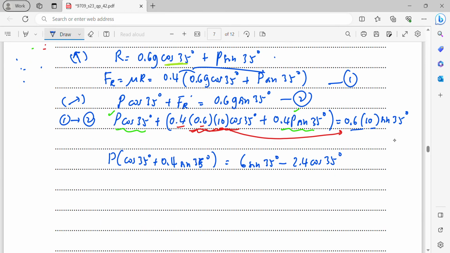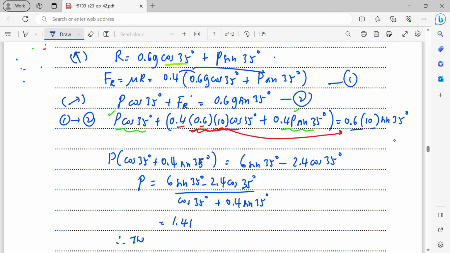So then my P is going to be the division. So I will get 6 sine 35 minus 2.4 cos 35 degrees divided by cos 35 degrees plus 0.4 sine 35 degrees. So then you will get 1.41. That is the P, the least P. So the least value of P is 1.41.